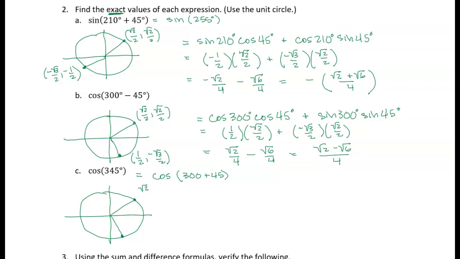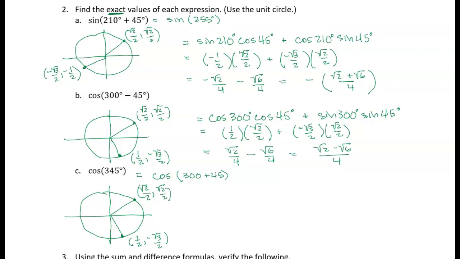So, I started out with 300. The cosine of 300 degrees is 1/2, and the sine is negative square root 3 over 2. Up here at 45 degrees, the cosine is the square root 2 over 2, and the sine is square root 2 over 2. Same as above. I really didn't need to redraw it, but I did.